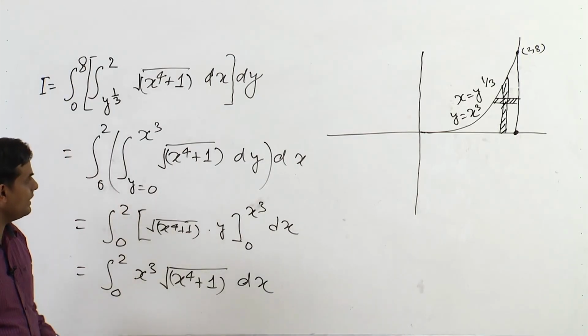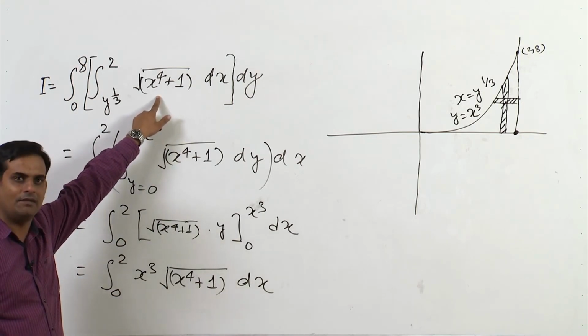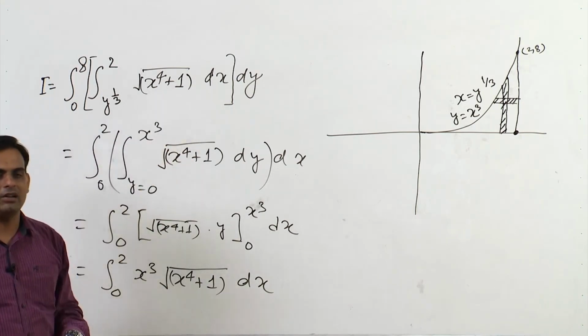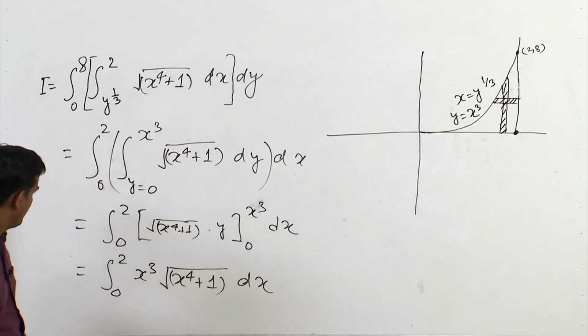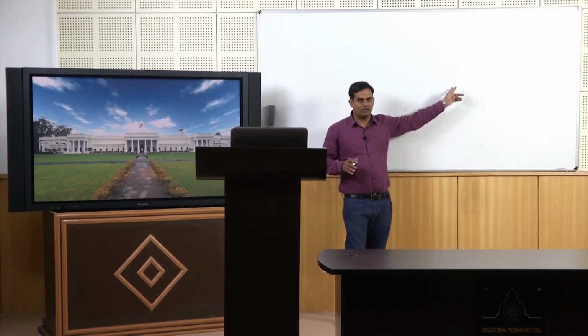So this is another example where we cannot solve the original problem in the given order, but after changing the order we can solve it very easily. So far we have talked about change of order in Cartesian coordinates.